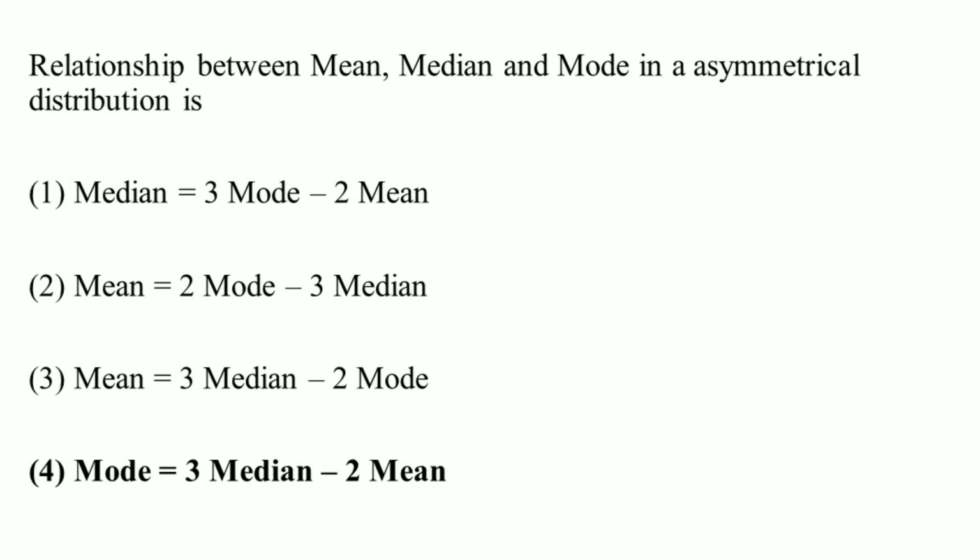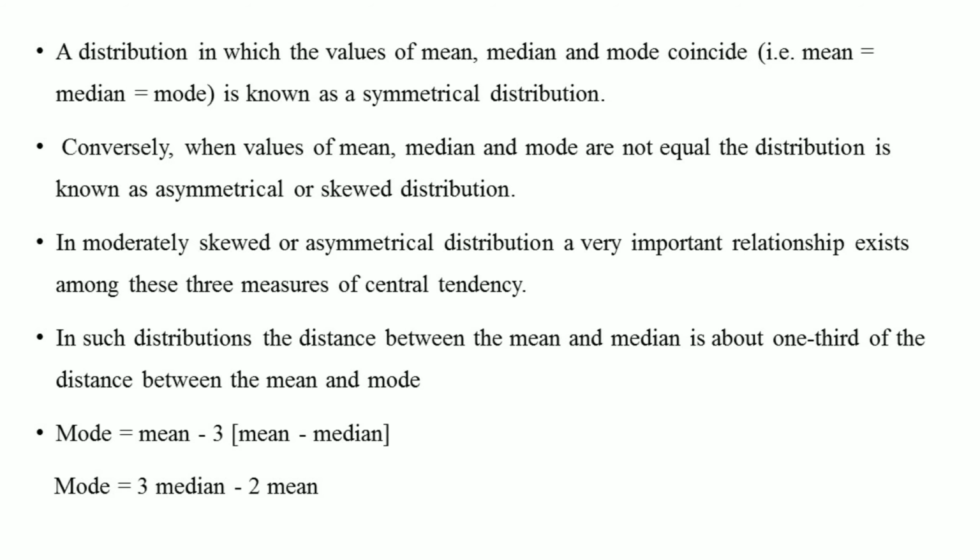0. The relationship between mean, median and mode in an asymmetric distribution is, right answer option 4, mode equal to 3 median minus 2 mean. So which means in an asymmetric distribution, the distance between the mean and median is about 1/3 of the distance between the mean and mode. That is why mode equal to 3 median minus 2 mean.